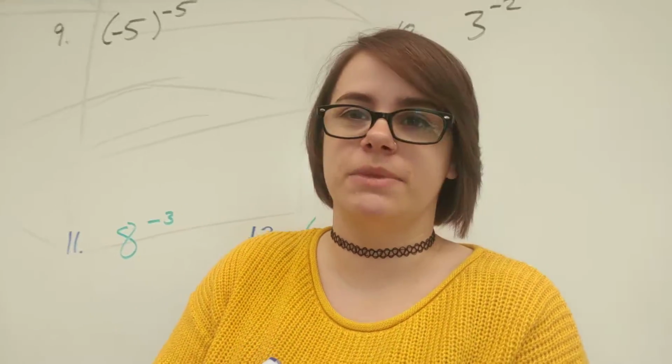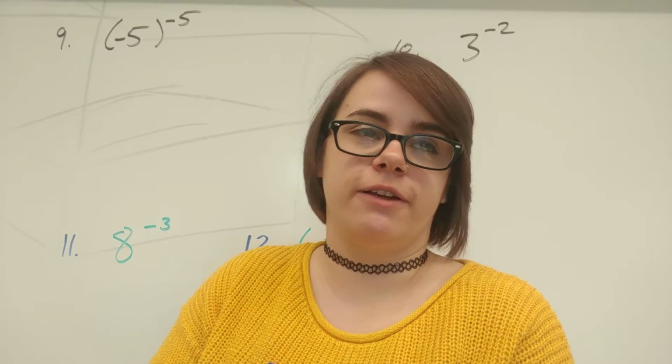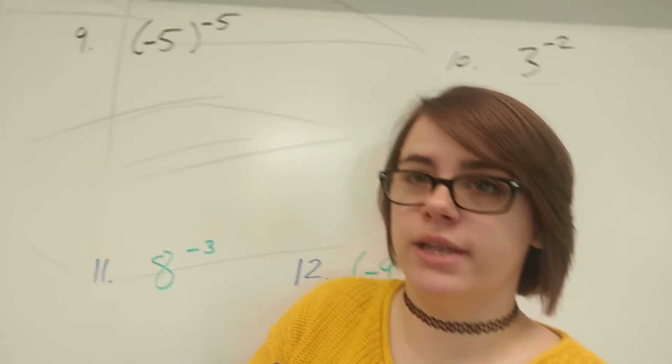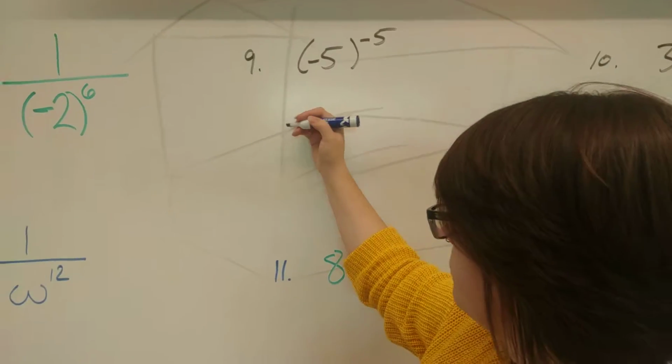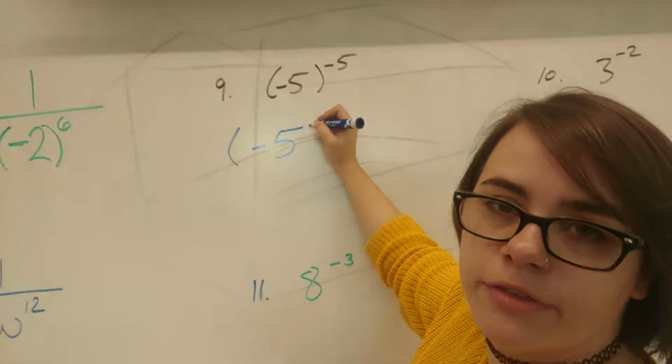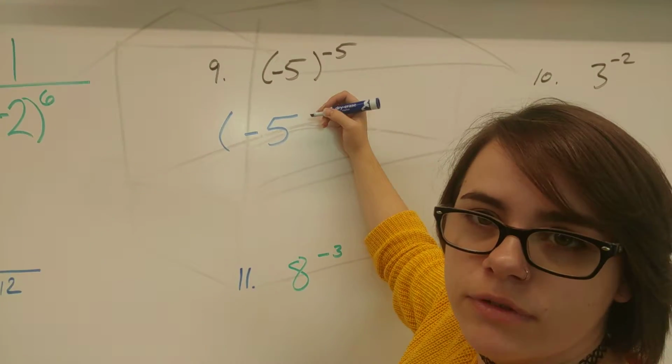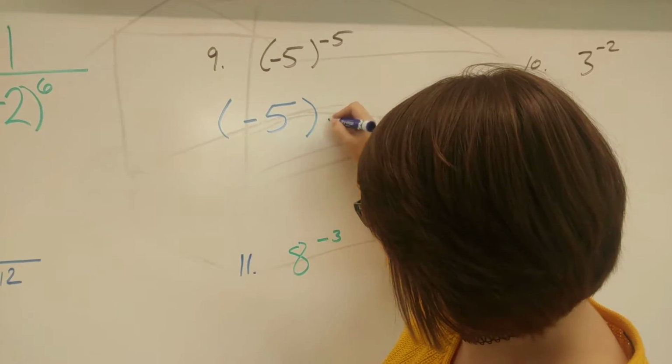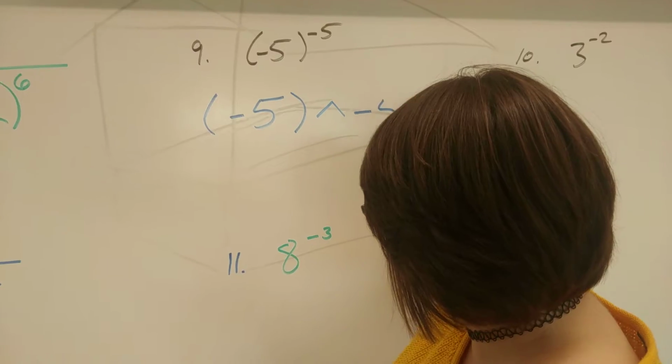Now, evaluate means something very basic. Use your calculator to find the answer. So, in our calculator, we're going to walk through how to find number 9. I'm going to type in a parentheses, a -5, not minus, negative. It's next to 0. Parentheses, caret, -5. I got a decimal. Oh yeah, you're going to get a decimal.